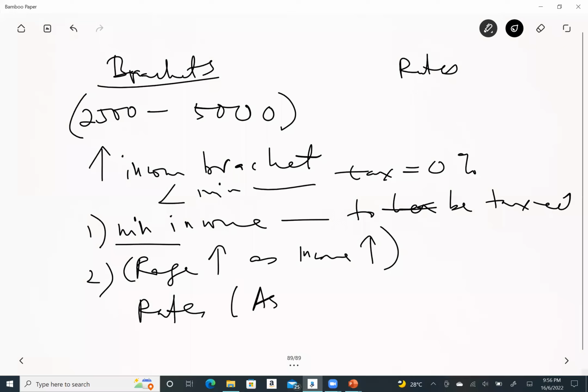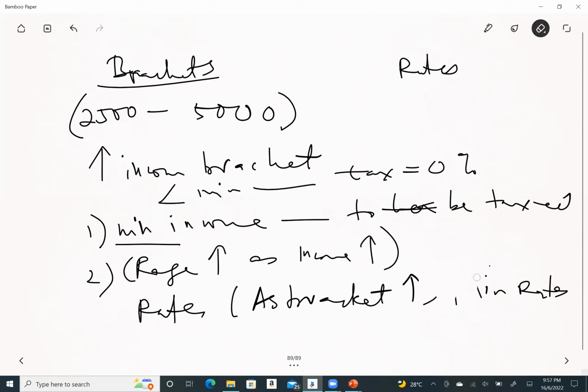Here, there's the bracket increases. The change in the rate, or the increase in rate: the rate increases up to a certain bracket.